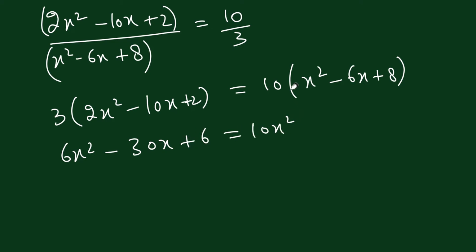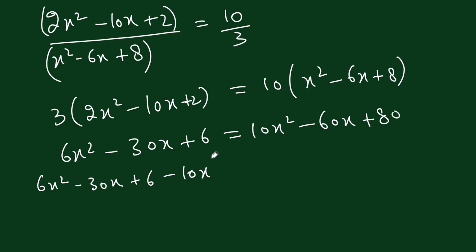10x square, 10 into minus 6 is minus 60x, and 10 into 8 is 80. Now same thing, taking all the terms to the left side, or you can take all the terms to the right side, choice is yours. So if I take in the left side, I have all these already there. 10x square comes to left, it becomes minus 10x square, plus 60x, and minus 80, and right side is 0.